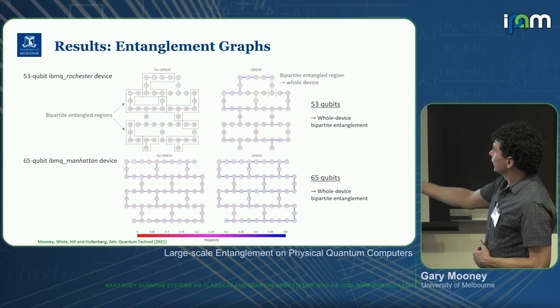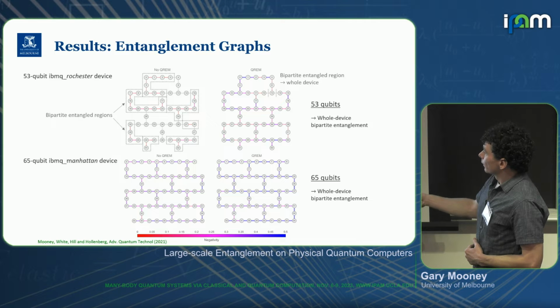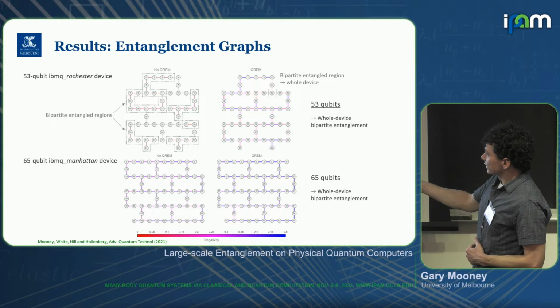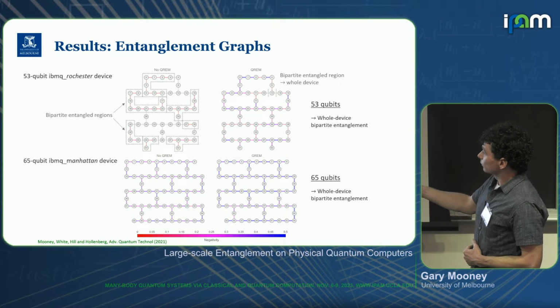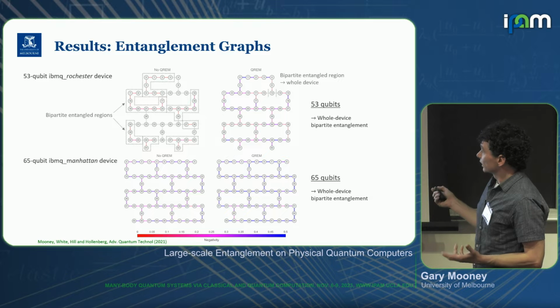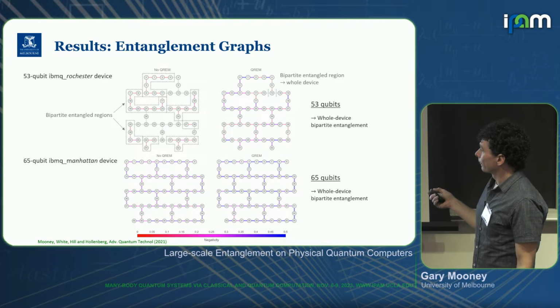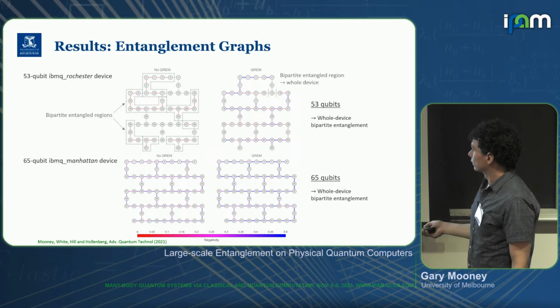Here you can see that without the readout error mitigation, we've got these areas of entanglement, but there's a whole bunch of separable pairs as well. And then when we apply the QREM, there are a couple of separable pairs, but the graph is still connected, and so we can say that the whole device was bipartite entangled. And this device was a lot better, and it's clearly bipartite entangled.